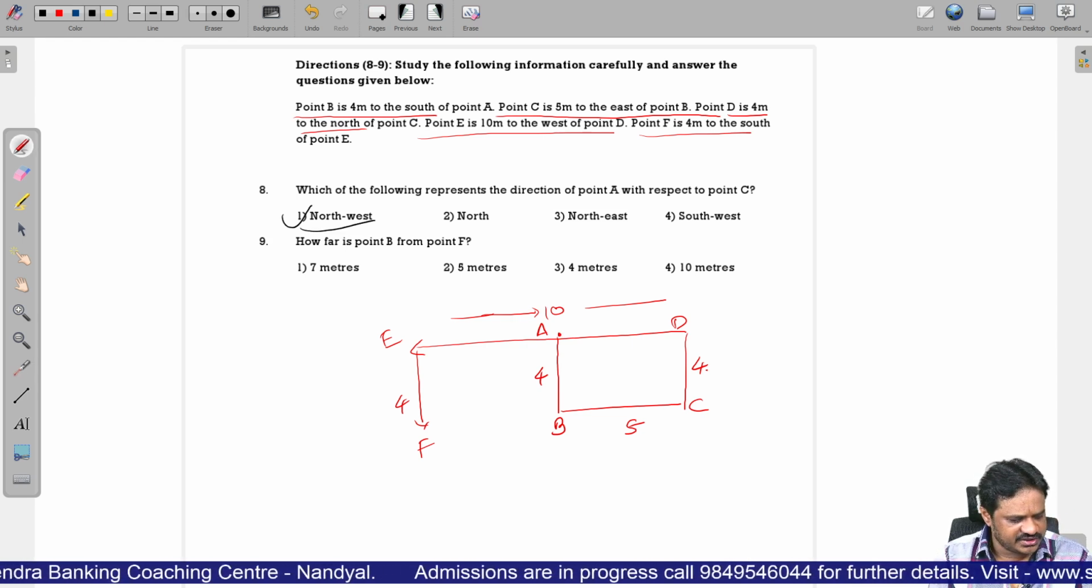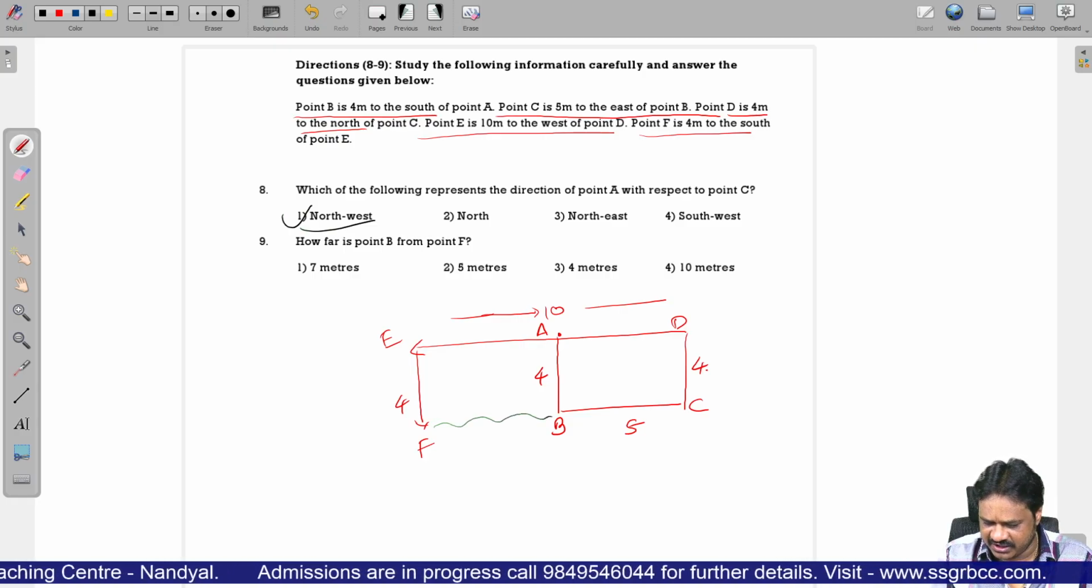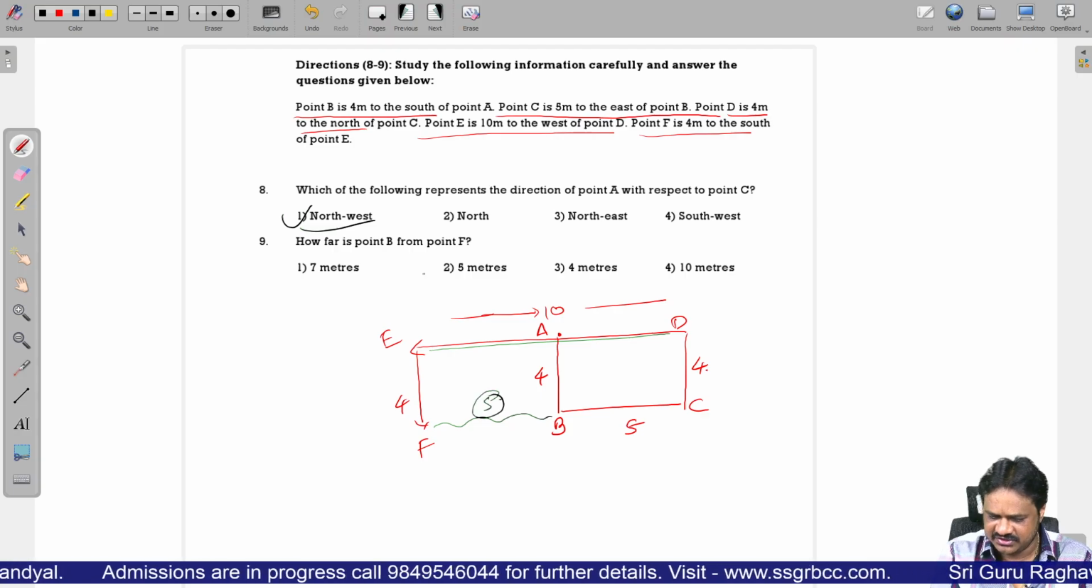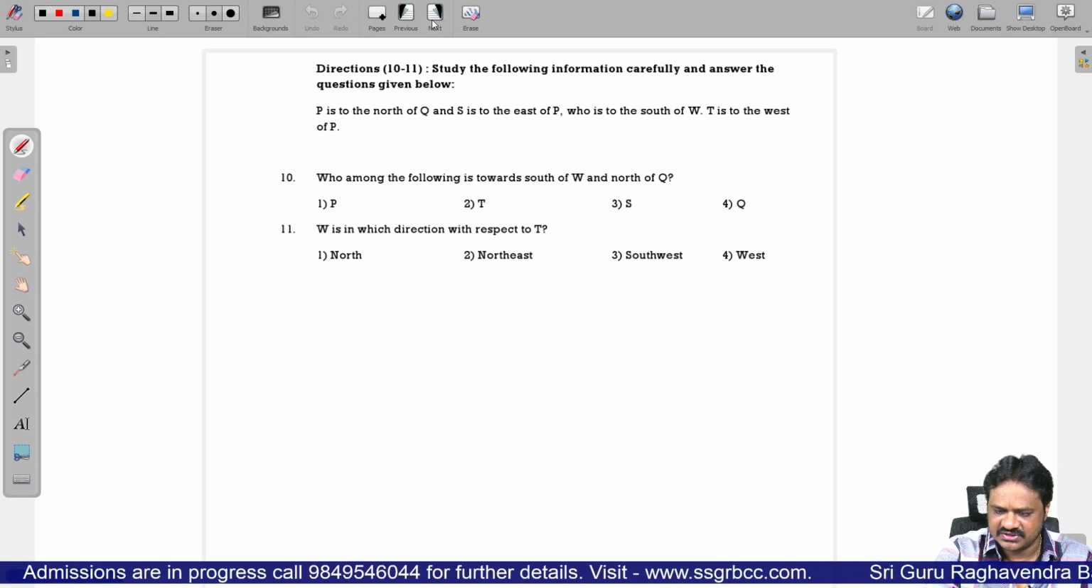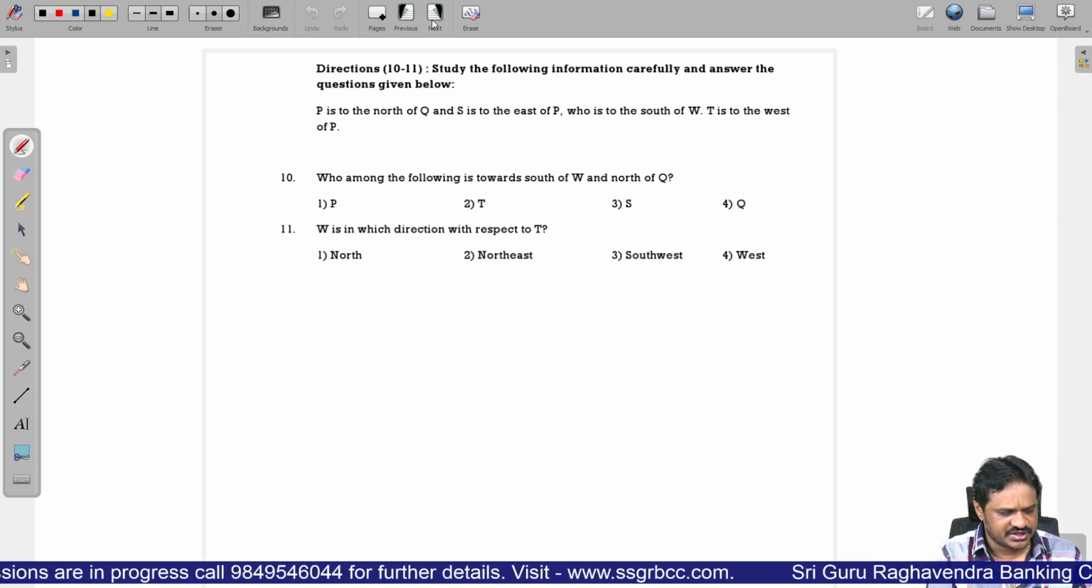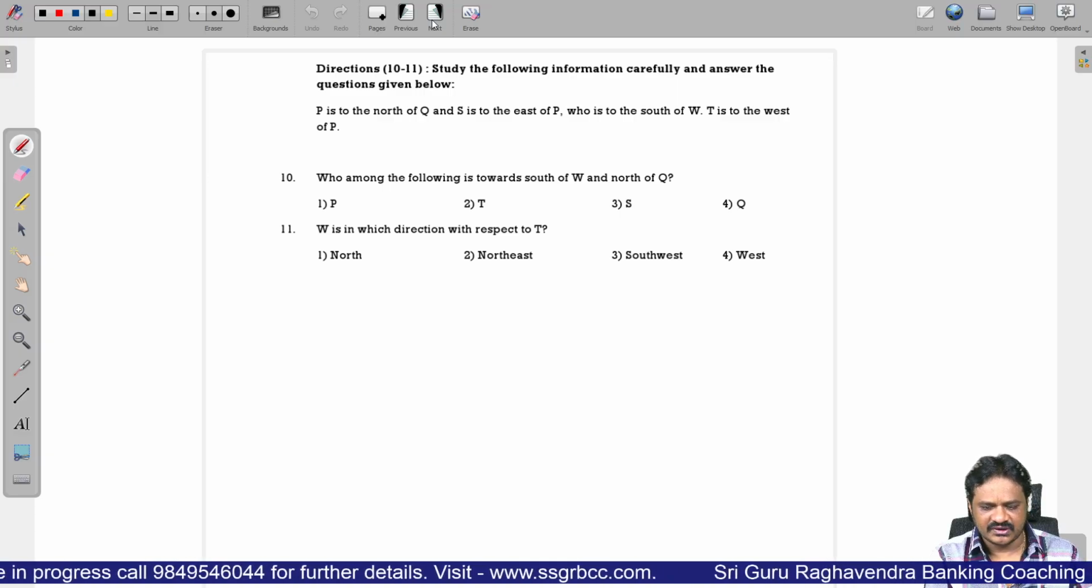How far is B from F? So what is the distance of B and F? This totally is 10 meters, so this will be 5 meters. 5 meters is the correct answer. Let us see the next question, 10 to 11.